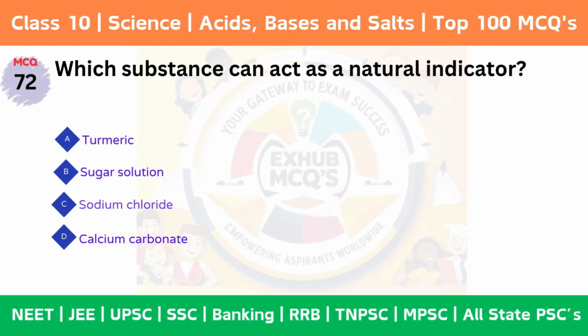MCQ 72. Which substance can act as a natural indicator? Option A, turmeric. Option B, sugar solution. Option C, sodium chloride. Option D, calcium carbonate.